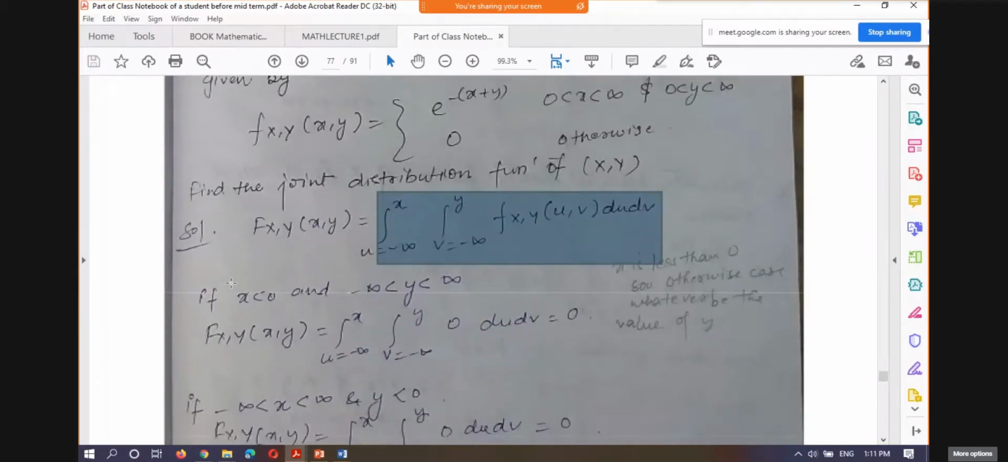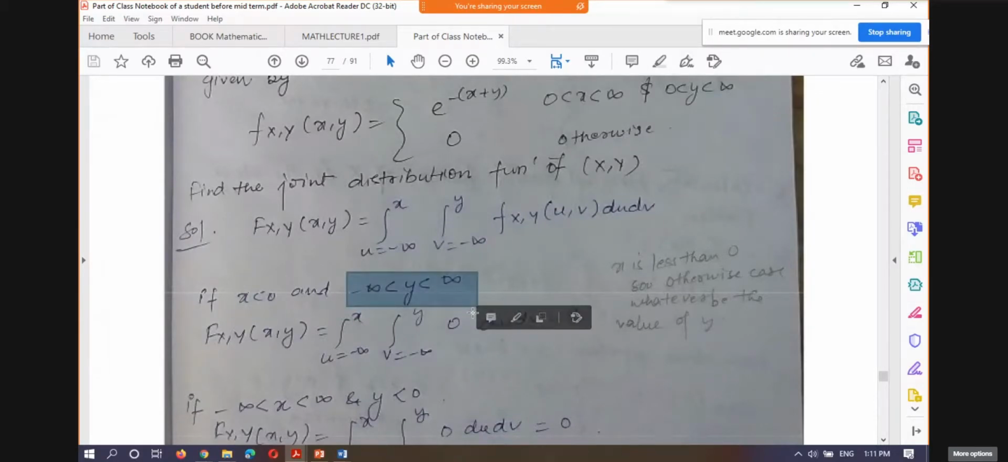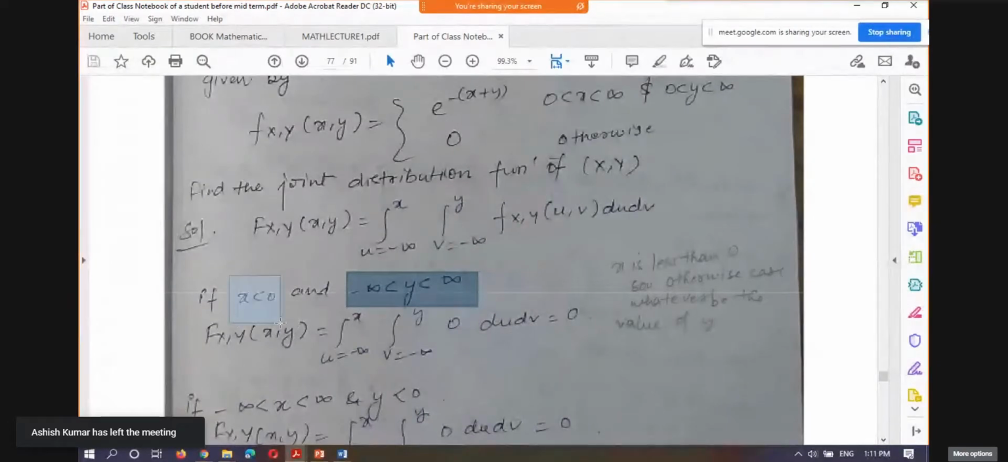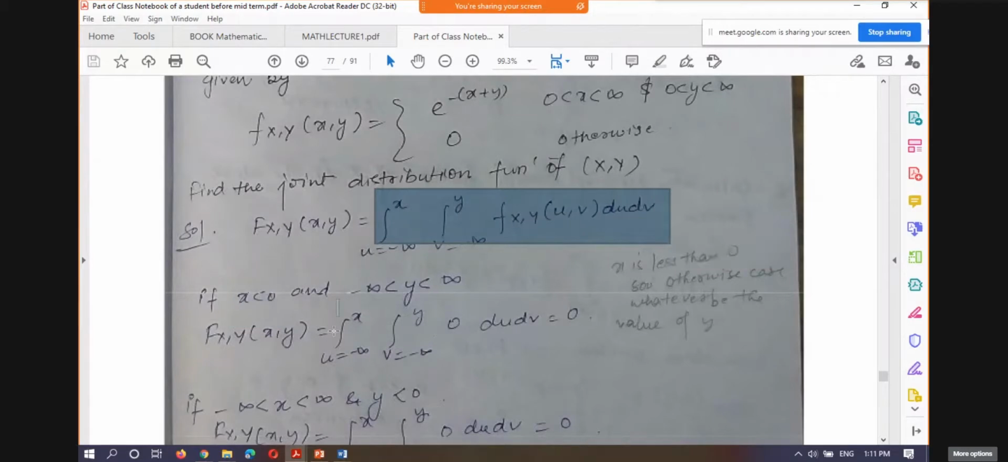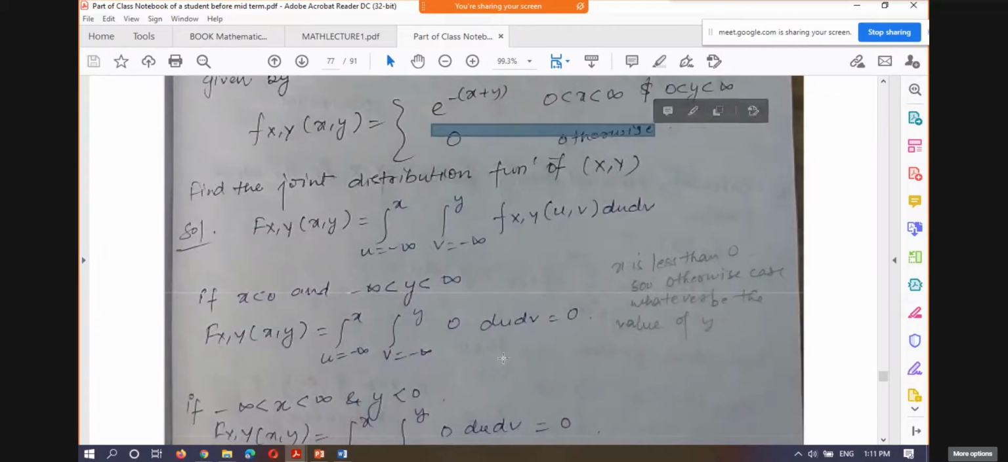So we consider the first region in which x is less than 0 and y is anything from minus infinity to plus infinity. If x is less than 0, our definition will give you this. And since x is less than 0, it is lying in this domain, then it is having 0 value.